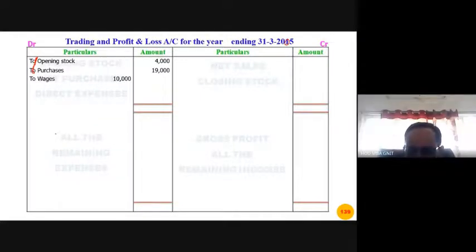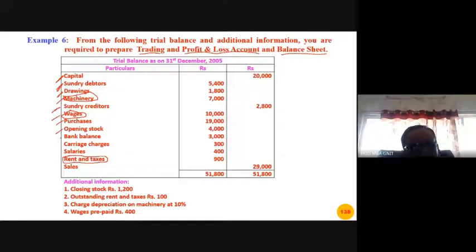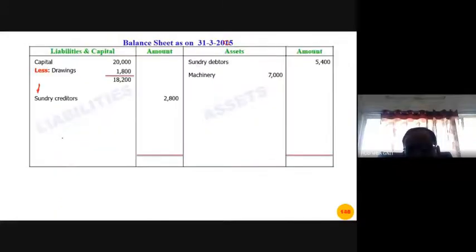Yes. Next, after opening stock, bank balance. Bank balance means it is an asset. This business firm has some balance in the bank. Earlier it has deposited some cash in the bank, so the bank balance is called an asset. So go to balance sheet. Yes, right on the asset side.